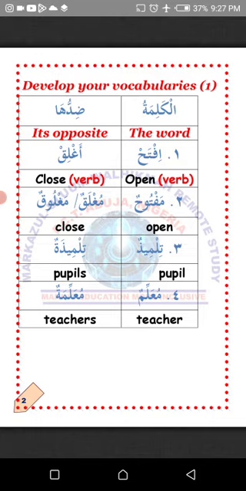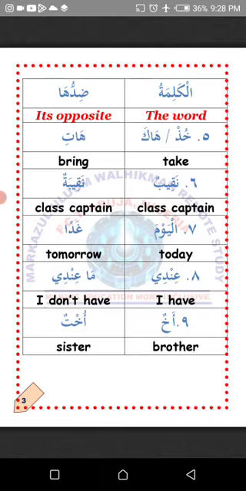Thalatha, number 3: tilmidh, pupil, a male pupil. And the opposite, tilmidha, a female pupil. Tilmiz, learner. Arba, number 4: muallim, male teacher. The opposite, muallima, a female teacher. La'alaka fahimt? I hope you understand. MashaAllah.